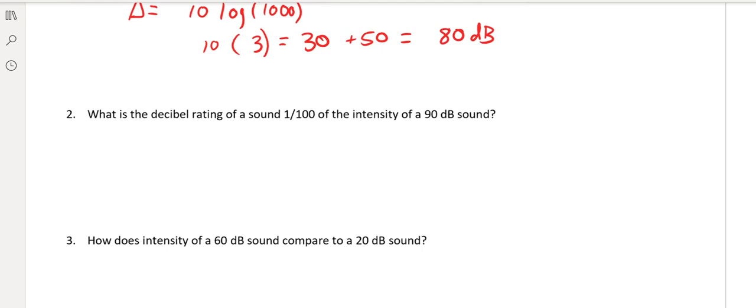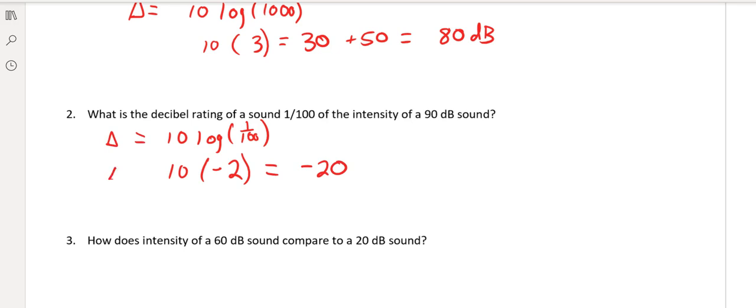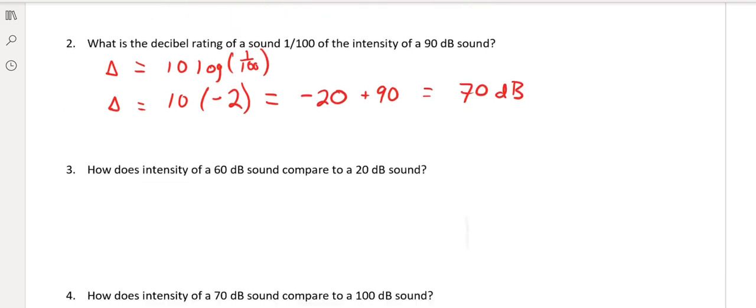What if it's 1/100th? Well, we're simply going to take the log of 1 over 100. Now, if you say 100, how many zeros? 2 zeros, but in this case it's going to be a -2 because it's 1 over. We're taking 10 times that, and 10 times that is -20. This is our change. It's not our decibel level, it's our change in decibel level. So now we add that to the 90, and we get 70 dB, smaller.